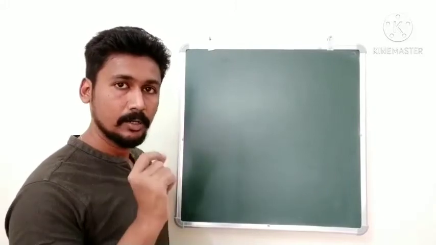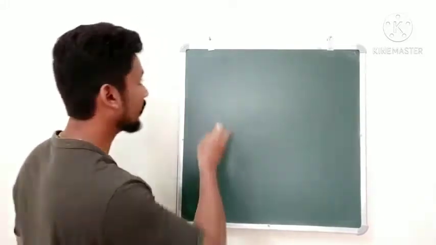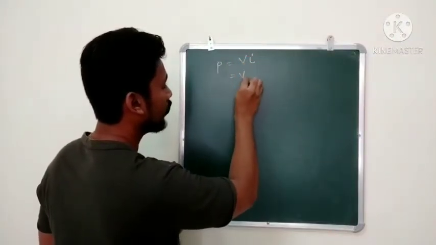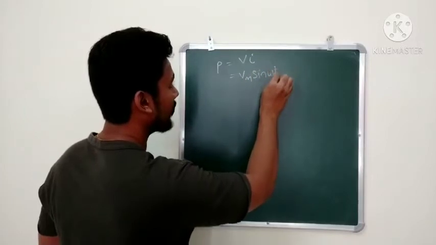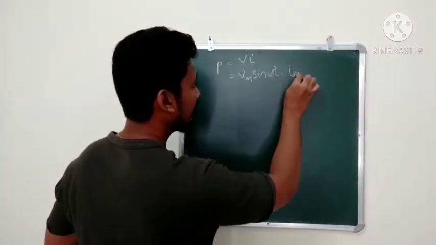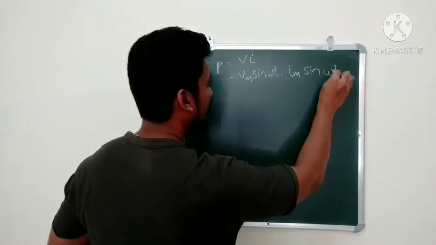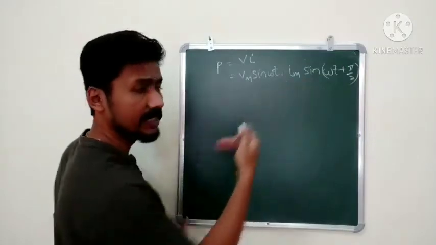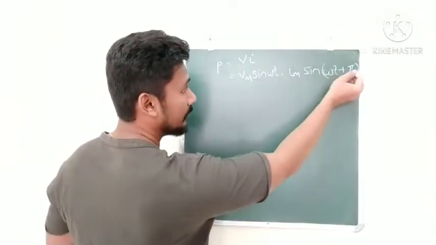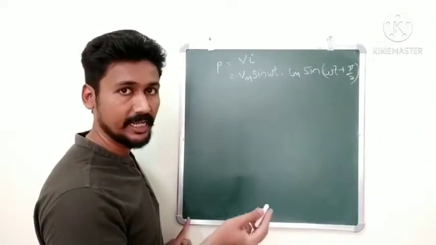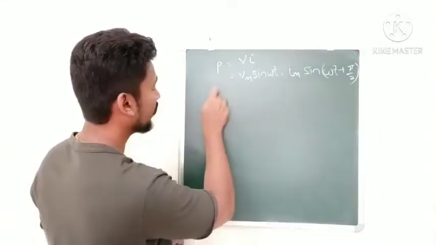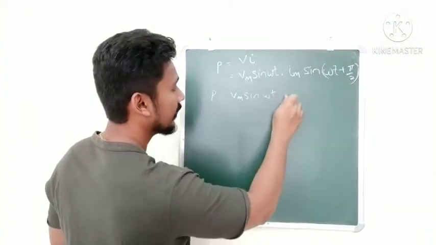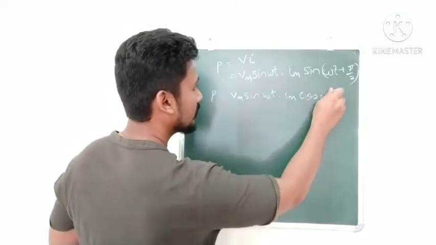Next, let us find the average power dissipated in the capacitive circuit. Once again we will write power will be equal to VI, which will be equal to Vm sin omega t. And how much is I? I is Im sin of omega t plus pi by 2. Okay. Now again we'll make a change. We'll write sine of omega t plus pi by 2 as cos of omega t, using this previous identity. So therefore we'll get P is equal to Vm sin omega t Im cos omega t.